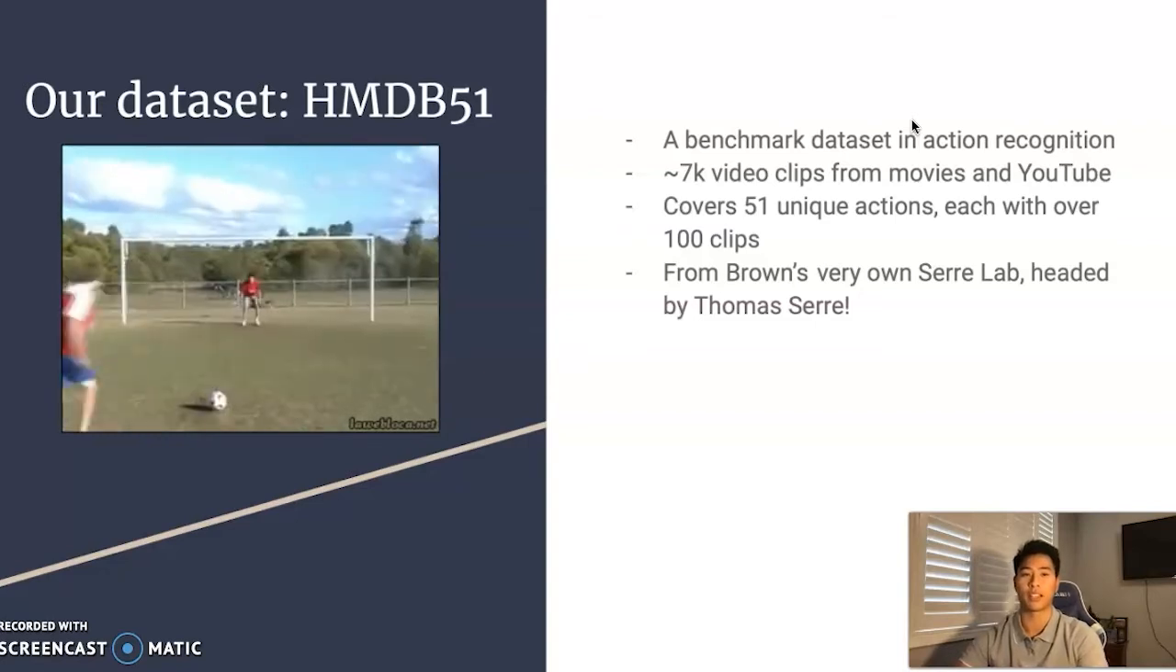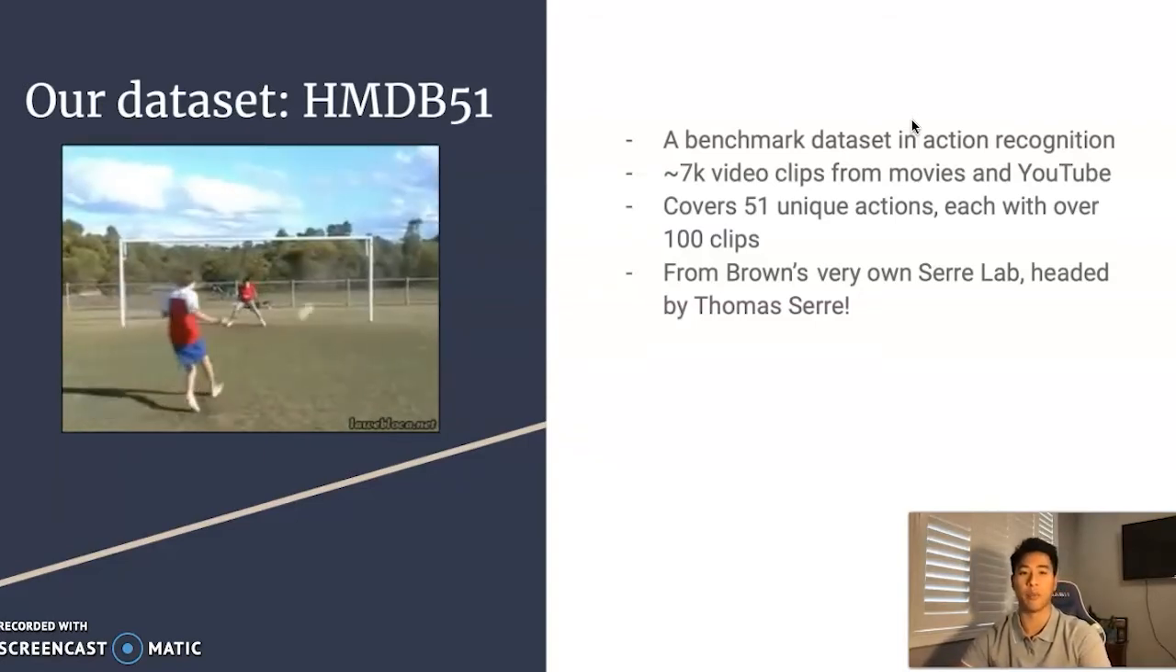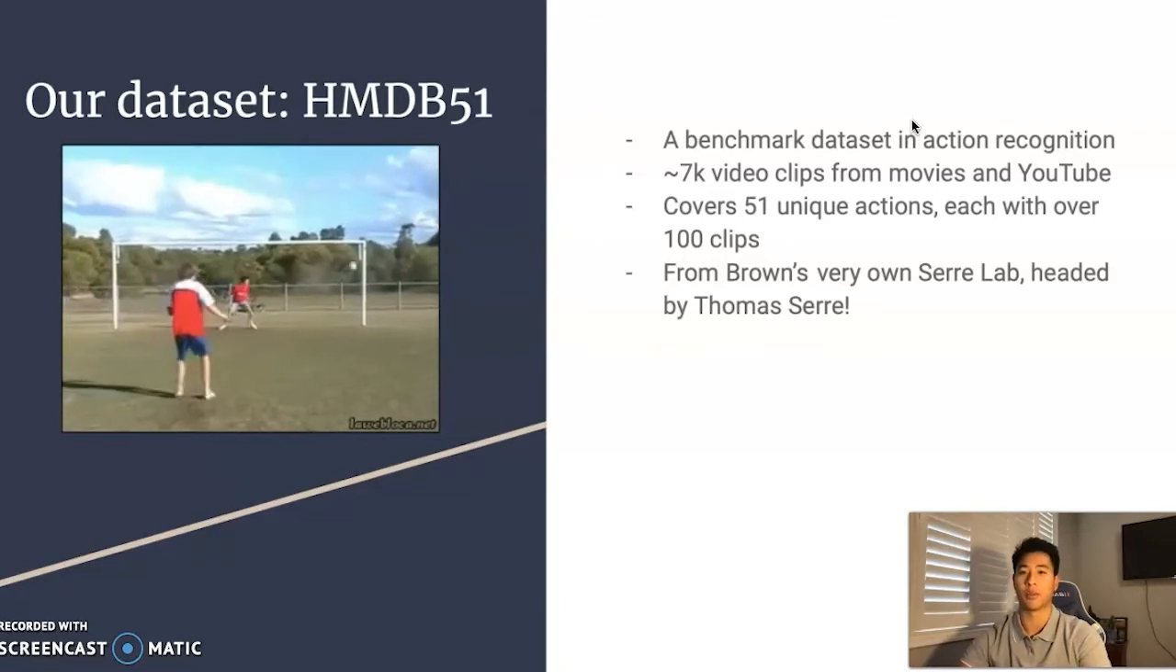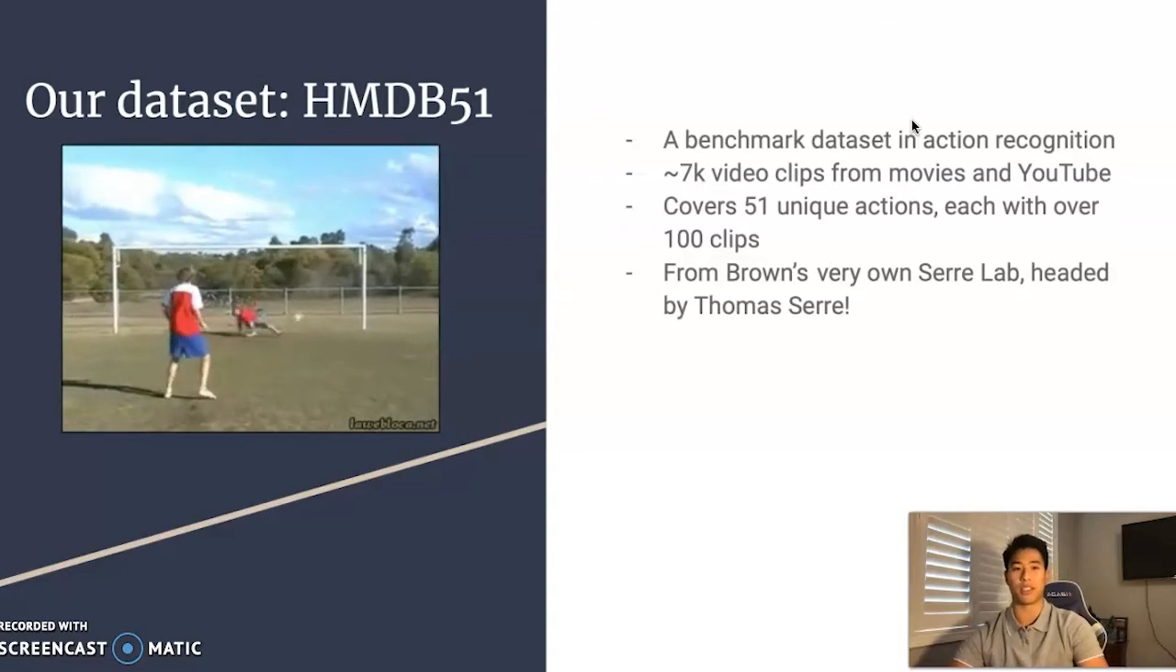And also a fun fact, this data set actually comes from Brown's very own SERRE lab, which is headed by Thomas Serre, who is a professor in the Carney Center for Brain Sciences. So now let's get into the data preprocessing and augmentation.